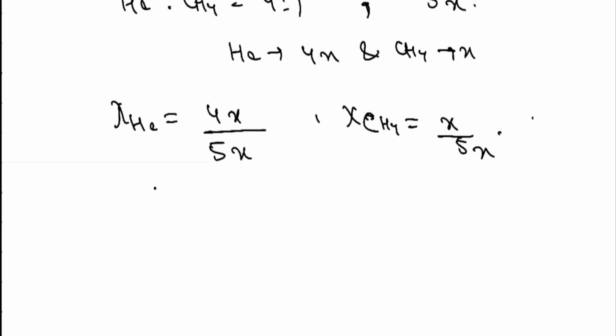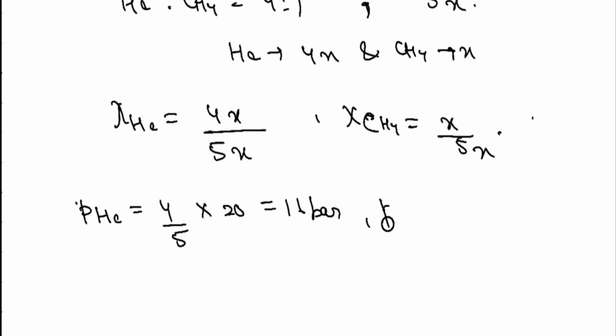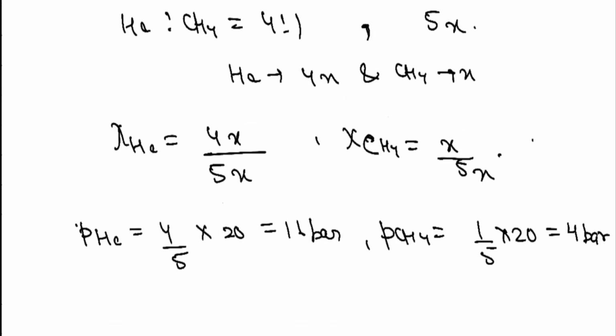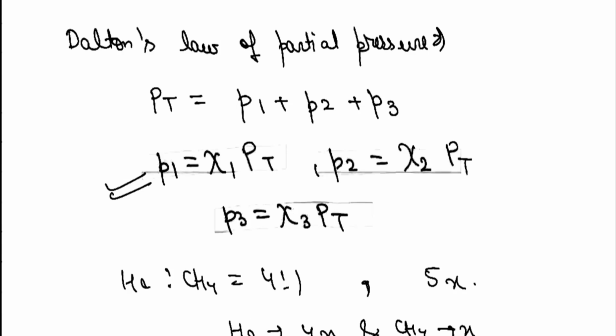Now applying this formula, because we know everything now, we know the total pressure and we know this mole fraction. So by applying this formula, what do we get? Partial pressure of helium is equal to 4 by 5 into 20, which is equal to 16 bar. Okay, and similarly partial pressure of CH4 is equal to 1 by 5 into 20, which is equal to 4 bar, right?